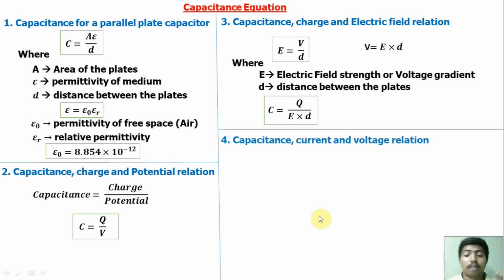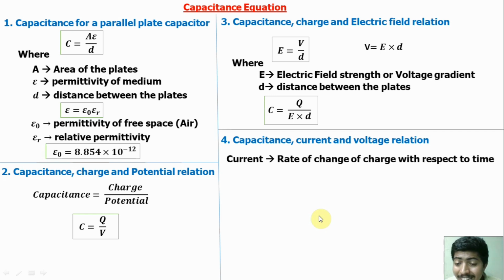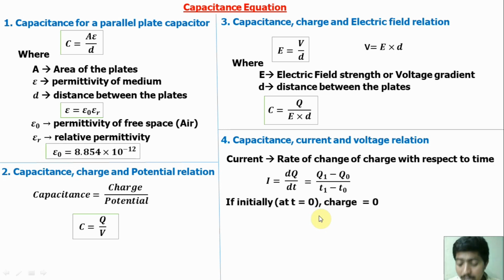Next, the fourth one. Capacitance, current and voltage relations. We know what current is. Current is the rate of change of charge with respect to time. So we write I is equal to dq by dt. This is a basic formula. So dq by dt is equal to q1 minus q0 by t1 minus t0, the rate of change. If initially the charge is 0, then I is equal to q by t.